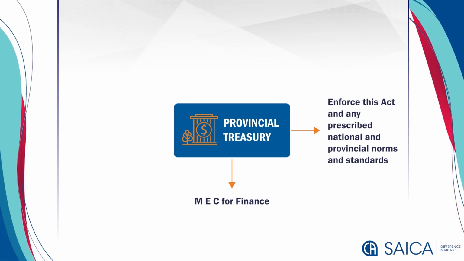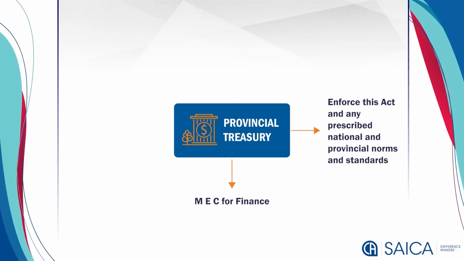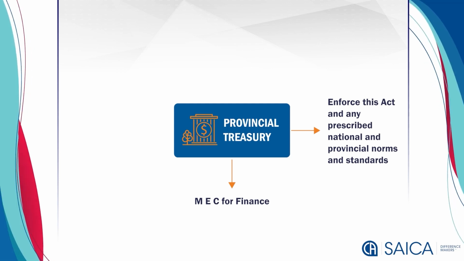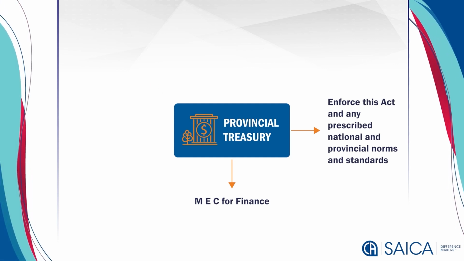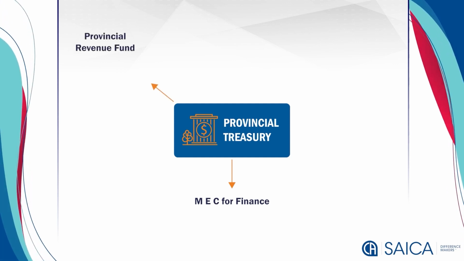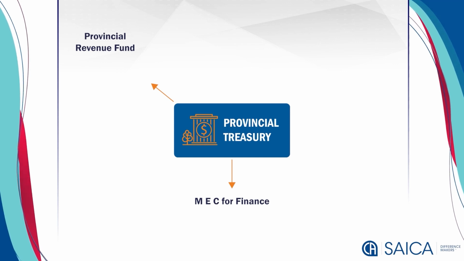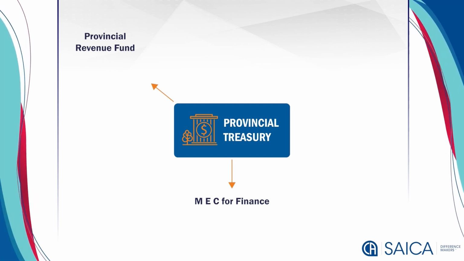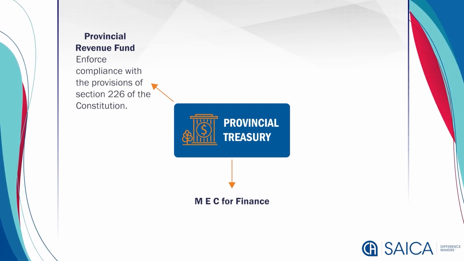A provincial treasury must enforce this Act and any prescribed national and provincial norms and standards, including any prescribed standards of generally recognized accounting practice and uniform classification systems in provincial departments. There is a provincial revenue fund for each province into which all money received by the provincial government must be paid. The provincial treasury of a province is in charge of that province's provincial revenue fund and must enforce compliance with the provisions of Section 226 of the Constitution.